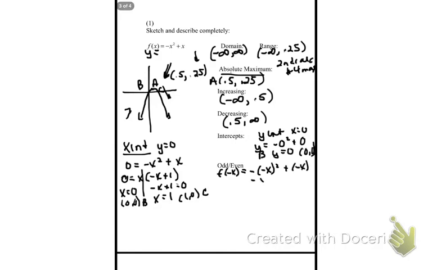So this becomes negative x squared minus x. This is not the same as the original, so this is not even. So we're going to factor out a negative 1, and we're going to check if it's odd. This is not the same, so therefore this is neither. And you can tell by looking at the graph that it does not have symmetry over the y-axis, nor does it have symmetry through the origin.